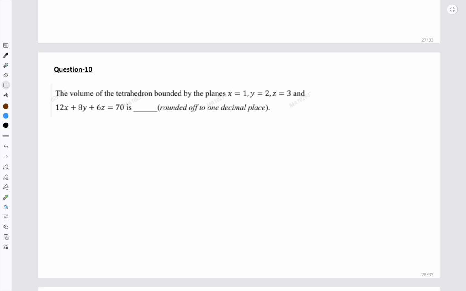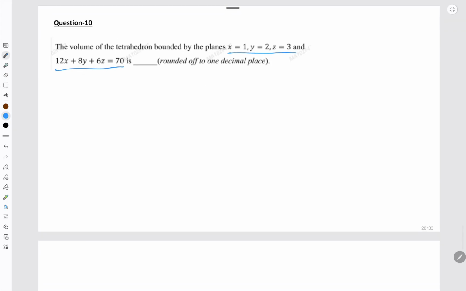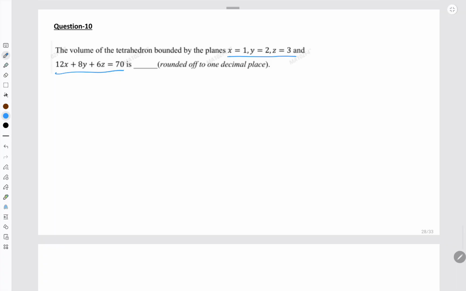So welcome to question number 10. The question is asking us to find the volume of the tetrahedron that is bounded by this plane and this plane. So okay, let us first trace out the region. How to find out the volume of any surface? Volume is basically the triple integration of dz dy dx, and the limits that you have to put are for that region, right? So to solve this question, we have to identify the region first.